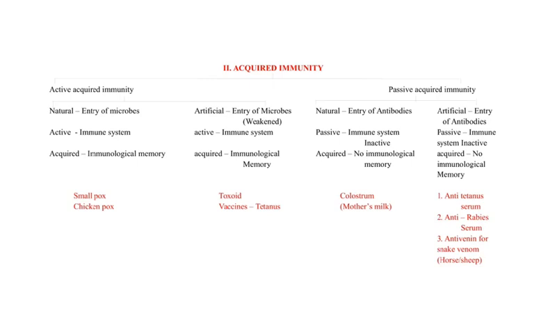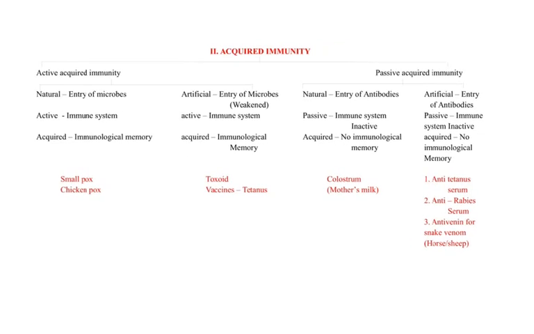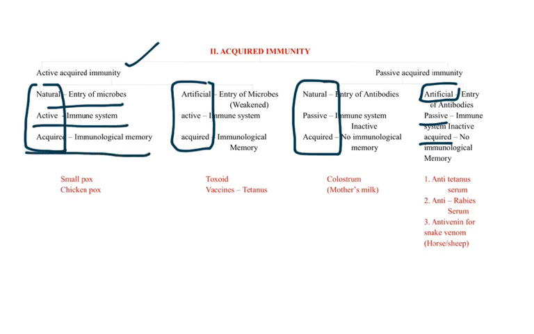Finally, acquired immunity is of two types: active acquired immunity and passive acquired immunity. Active acquired immunity has two types: natural active acquired immunity and artificial active acquired immunity. Passive acquired immunity is of two types: natural passive acquired immunity and artificial passive acquired immunity. Natural active acquired immunity, as we said now, the entry of microbes is natural, our immune system becomes active and we develop immunological memory.